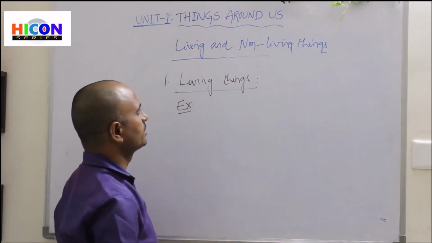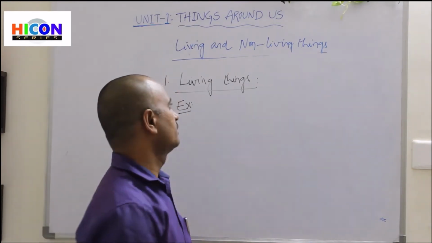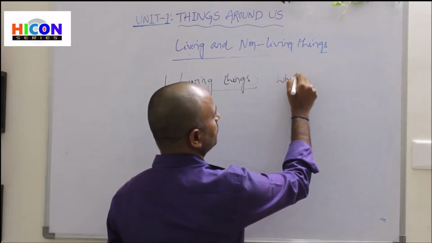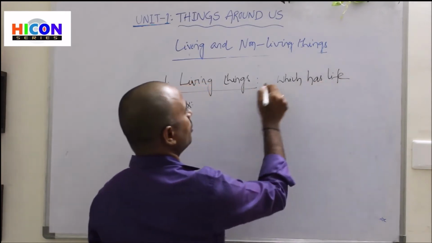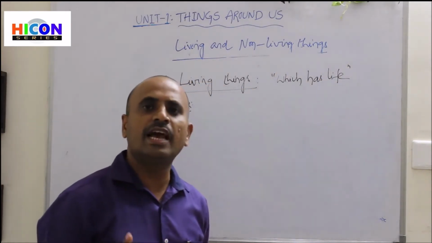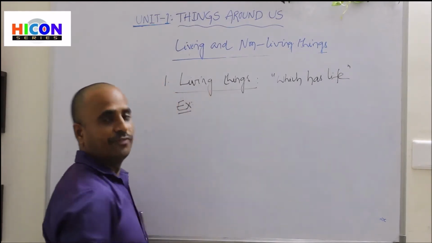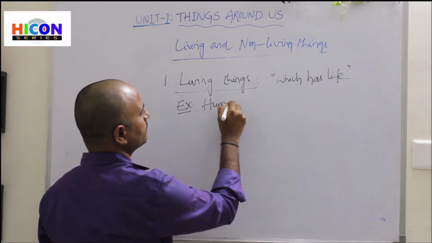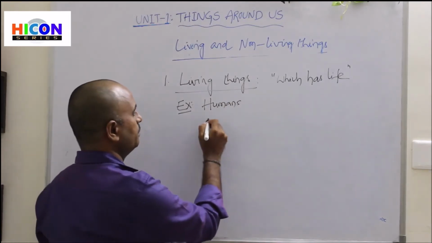Living things means the things which have life. The things which have life are called living things, and examples of living things are human beings, that is humans, and birds.